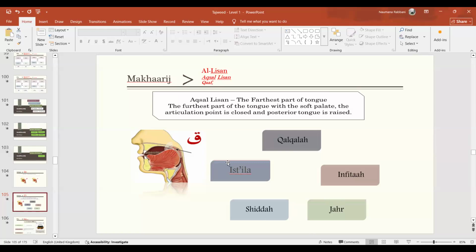And then the back of the tongue is raised, so it's isti'la, and the middle of the tongue is not raised, so it's infitah. And now comes another quality, qalqala. This is one of the first letters we're seeing with it, I think, which is jahar plus shidda.